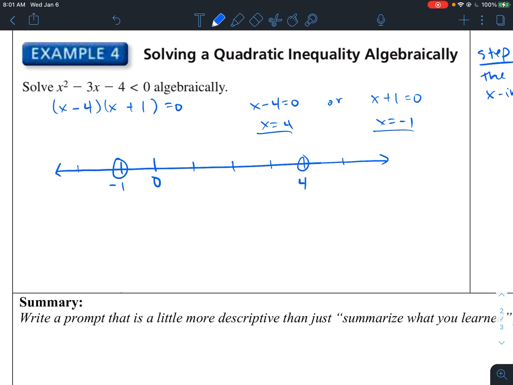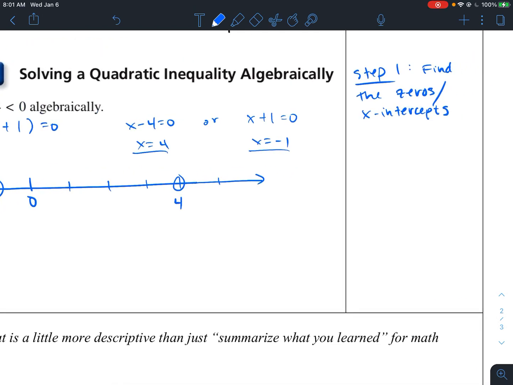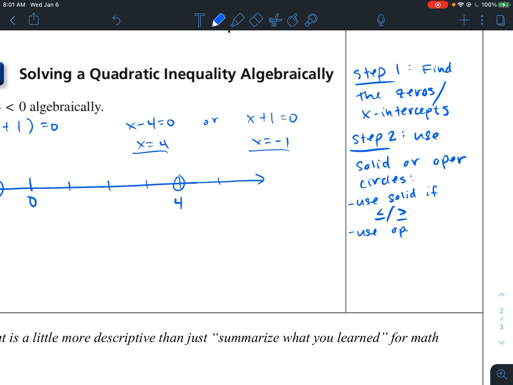Now, the second step that you want to do, once you have your intercepts, is to use solid or open circles. So use solid if it's less than or equal to or greater than or equal to. Use open if less than or greater than.